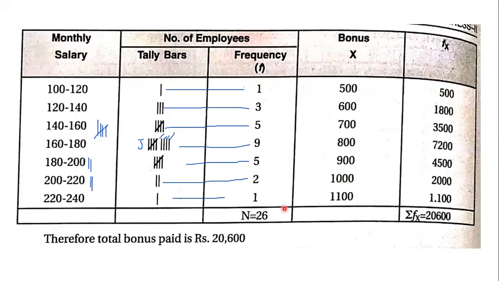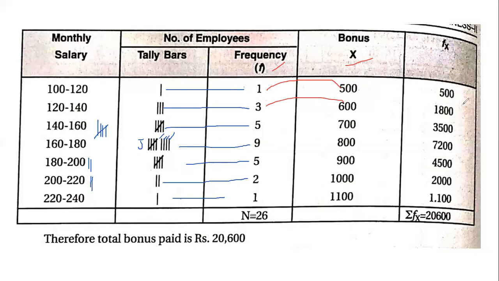After this, X is given in the problem, so we copied this directly from the problem. That is where it was given in the frequency part. Next, we are supposed to multiply these two columns, that is frequency and X. When you multiply these two columns, you get Fx. So 1 into 500 is 500, 3 into 600 is 1800. Like this, we multiplied all the numbers and we got Fx.